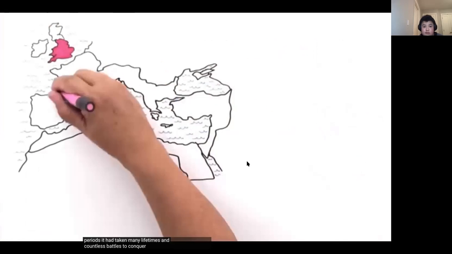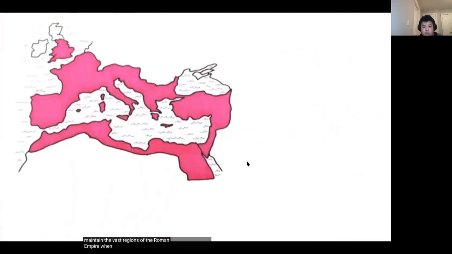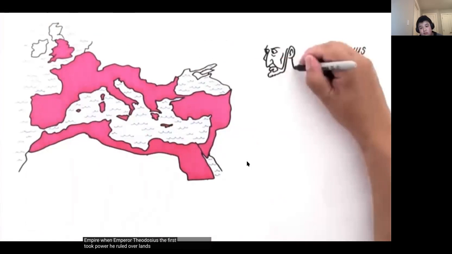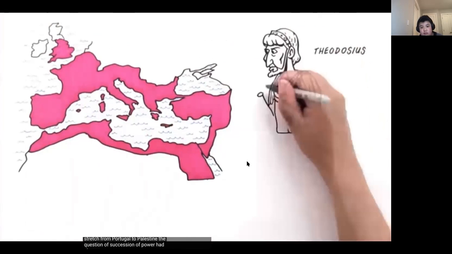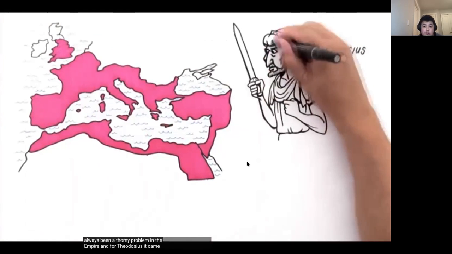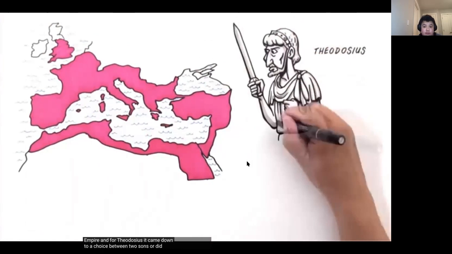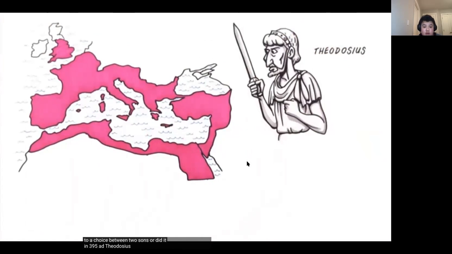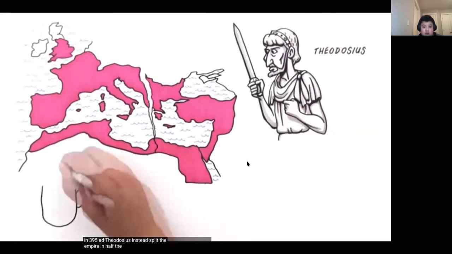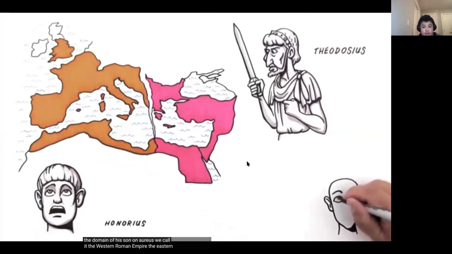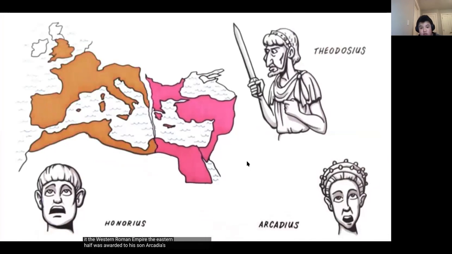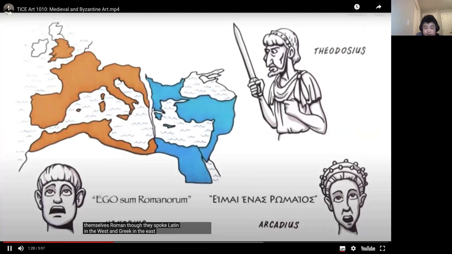It had taken many lifetimes and countless battles to conquer and maintain the vast regions of the Roman Empire. When Emperor Theodosius I took power, he ruled over lands that stretched from Portugal to Palestine. The question of succession of power had always been a thorny problem in the empire, and for Theodosius, it came down to a choice between two sons. Or did it? In 395 AD, Theodosius instead split the empire in half. The western half became the domain of his son, Honorius. We call it the Western Roman Empire. The eastern half was awarded to his son, Arcadius, and became known as the Byzantine Empire. The two kingdoms both considered themselves Roman, though they spoke Latin in the west and Greek in the east.